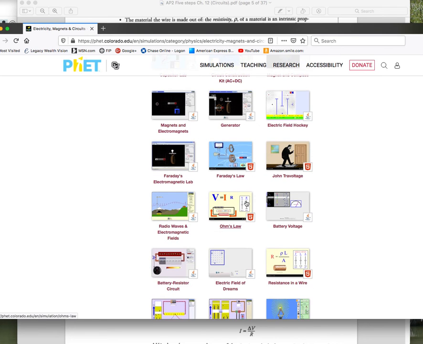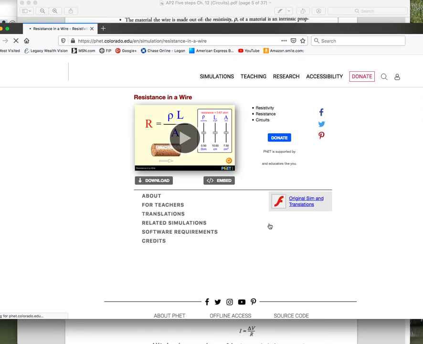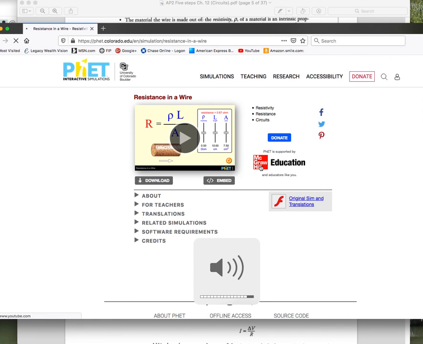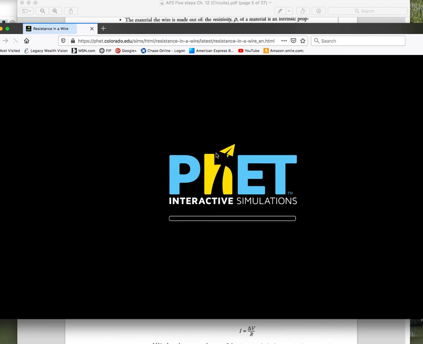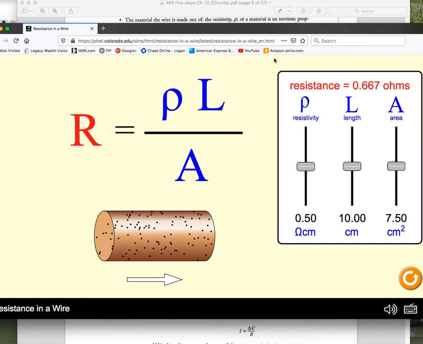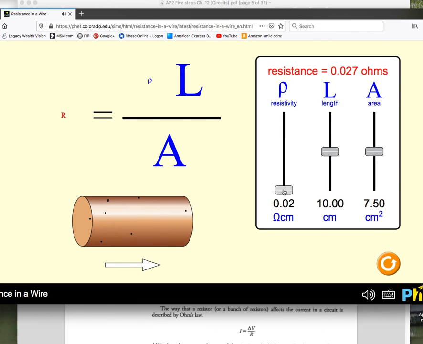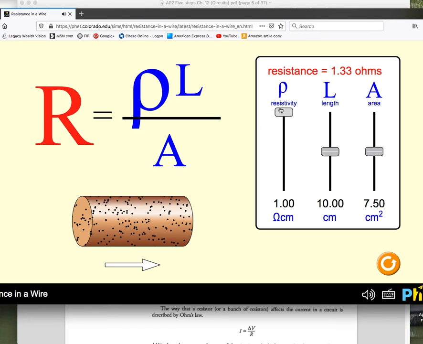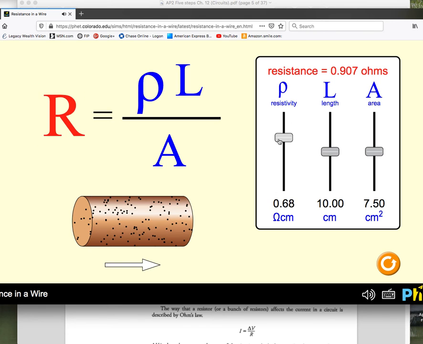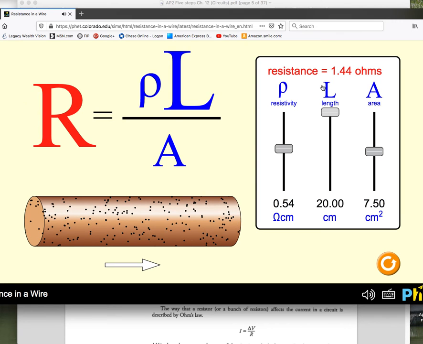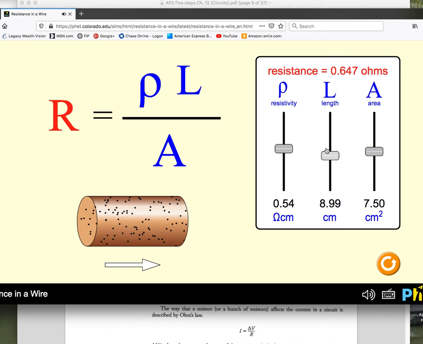So there's a fun one here with resistance in a wire. There's not much that happens with it. You can see how these factors affect it. Ooh, that's exciting. So notice that. Oh, so it's kind of showing that it's a more dense material with a bunch of stuff that the charge carriers have to go through. High resistance with high resistivity, low resistance with low resistivity. Notice what's happening in here. Long wire, more resistance. Short wire, less resistance.